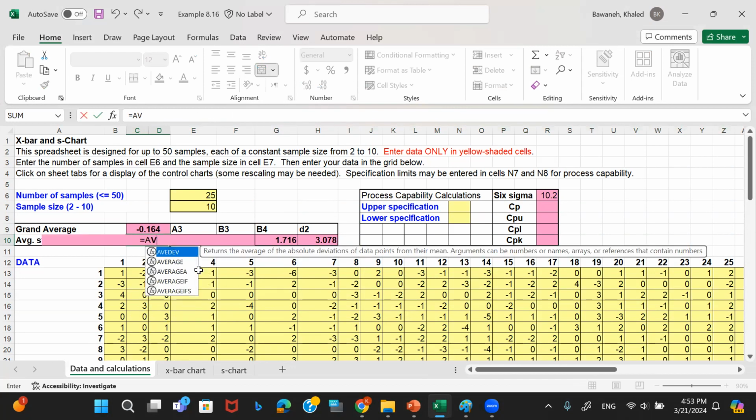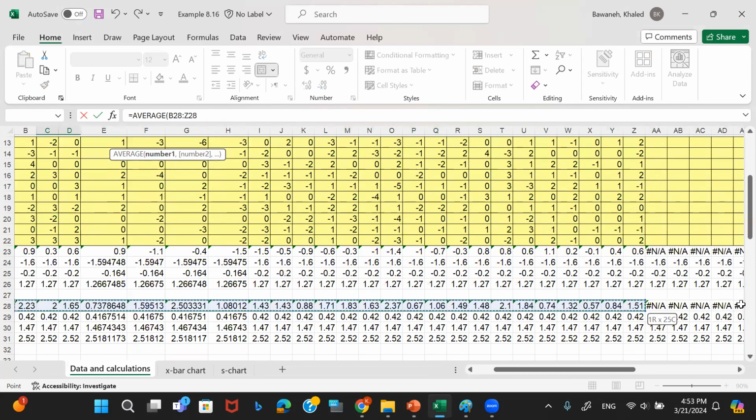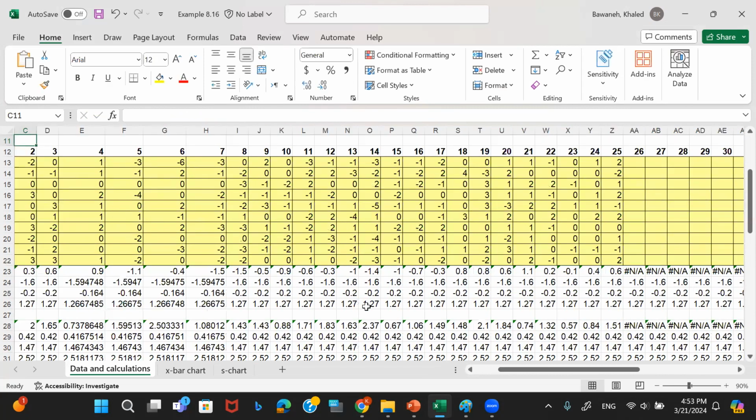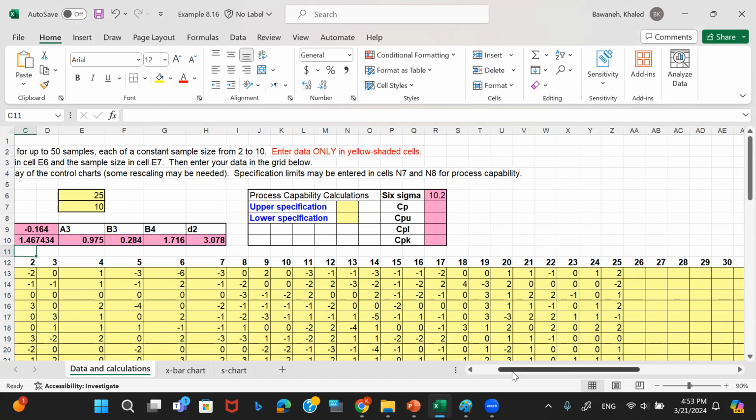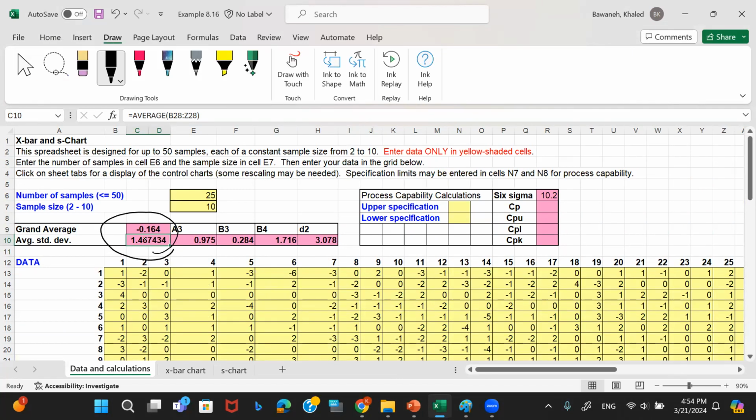You can use this template, or I like to do my own work. So this is S bar. You see S bar, this is S bar. This is A3. This is B3. This is B4. Oh, we don't need D2. Okay, so now let's take these values.